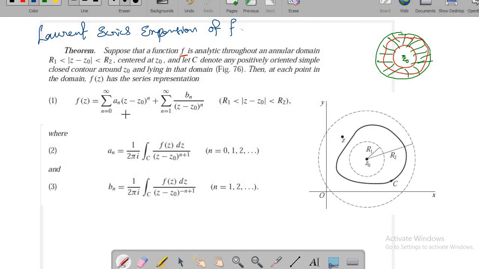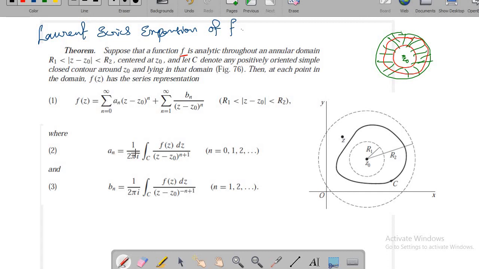So this is the possible Taylor series expansion, plus we have other terms here which are not polynomials, because you are taking the reciprocal, 1 by z minus z naught. So that's what you are doing here: bn divided by (z minus z naught) to the power n. Now how do we obtain these coefficients an and bn?